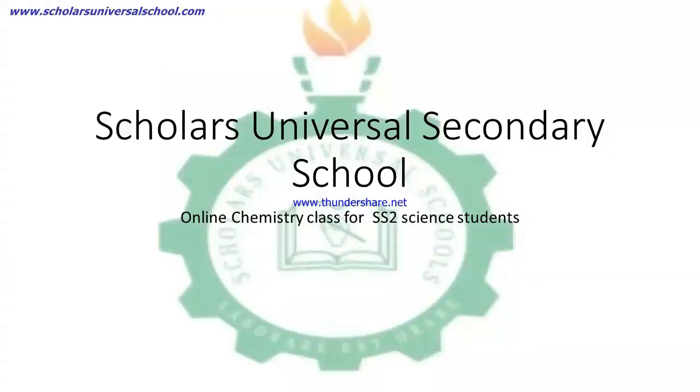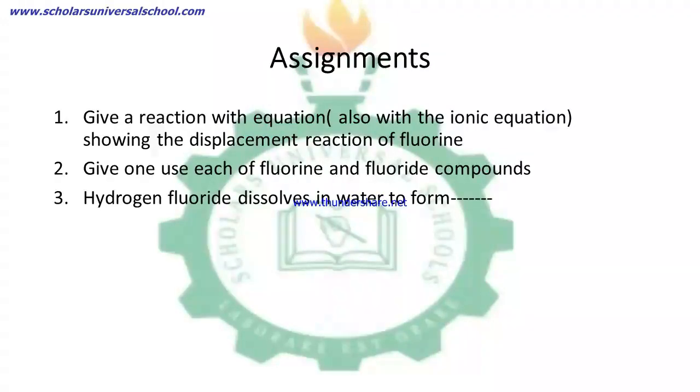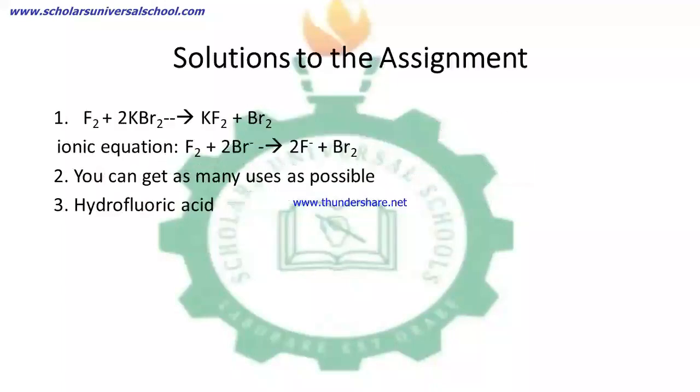In our last lecture, we discussed fluorine, the first member of the halogen family. Under fluorine, we talked about its occurrence in nature, how it can be prepared, its physical and chemical properties, and some important uses of fluorine. Here is the assignment of the last lecture, and here are the solutions to the assignment.